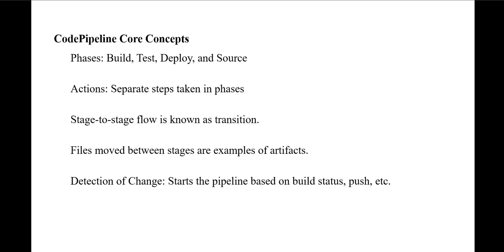CodePipeline core concepts: phases such as source, build, test, and deploy. Actions are separate steps taken in phases. The stage-to-stage flow is known as a transition. Files moved between stages are examples of artifacts. Detection of changes, such as a push, starts the pipeline. Each pipeline consists of stages like source, build, and deploy. Each stage has actions that perform specific tasks. Artifacts pass outputs between the stages, and transitions connect the flow. It is all event-driven, often triggered by CodeCommit.